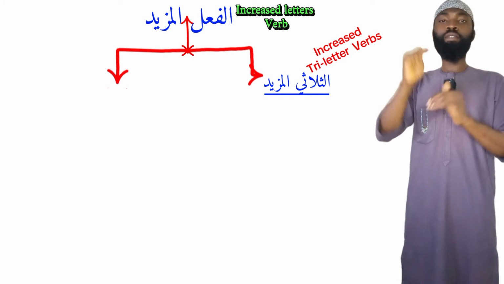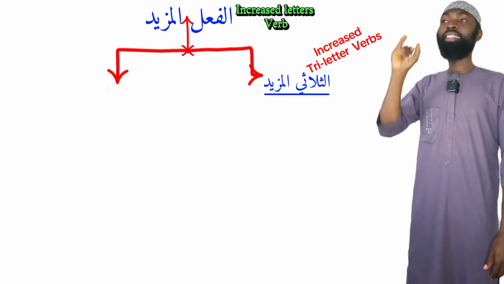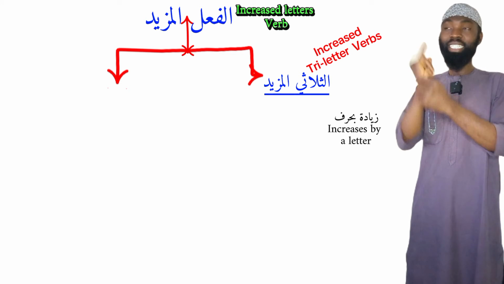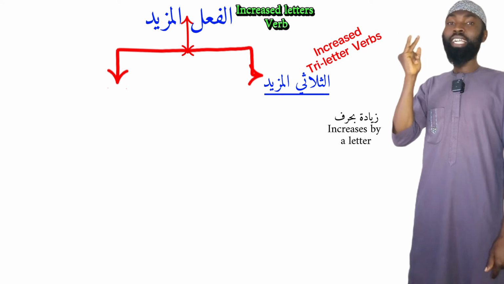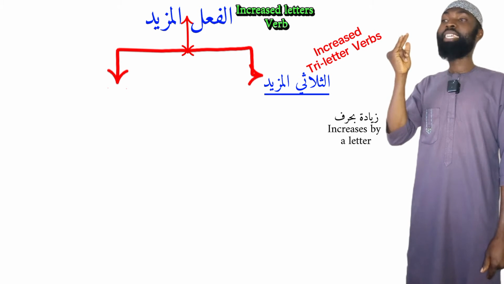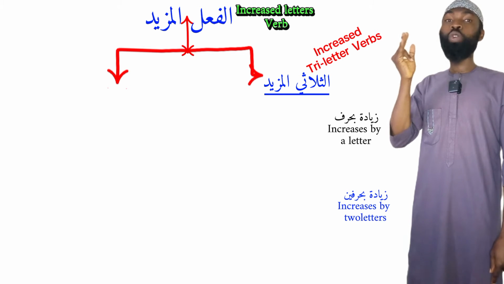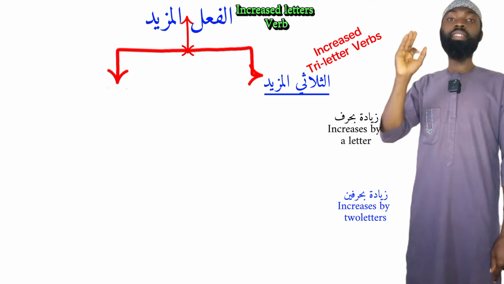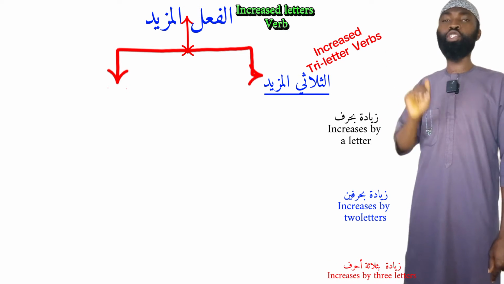These also have subcategories. The first category is where the root letters have been increased by just a letter. The other category is where the root letters have been increased by two letters. And the third category is where these three-letter words have been increased by three letters. Let's go to the first one.